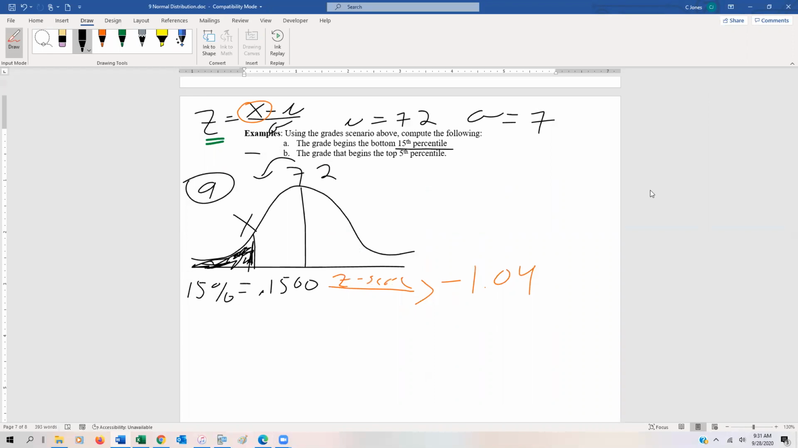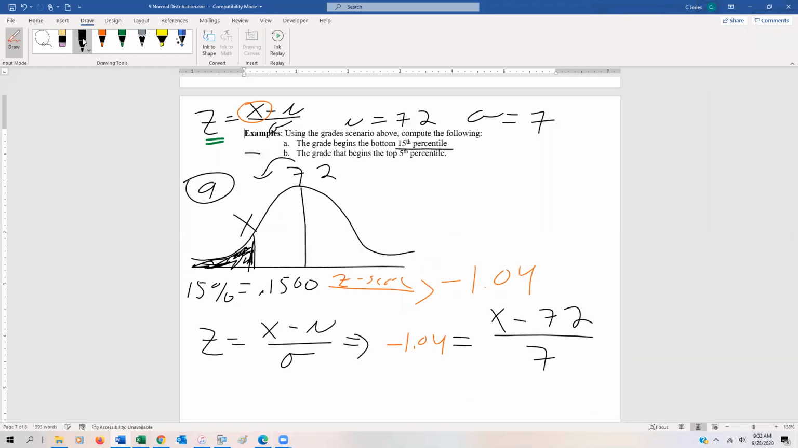formula. Okay, so remember we have our z equals x minus mu divided by sigma. We know now that z is negative 1.04. We don't know what x is. If we did, we wouldn't have this problem. And we know that mu is 72, and we know that sigma is 7. Right? And now we just have a linear equation to solve.